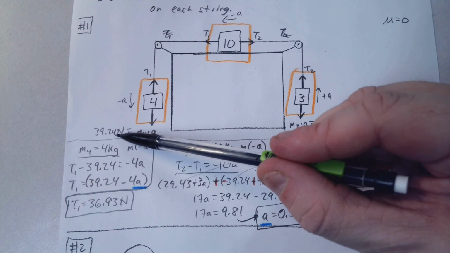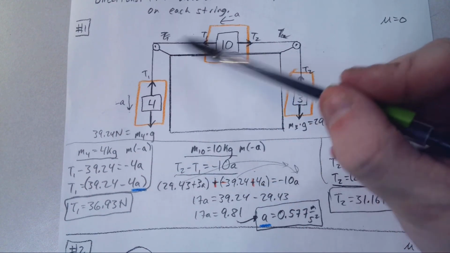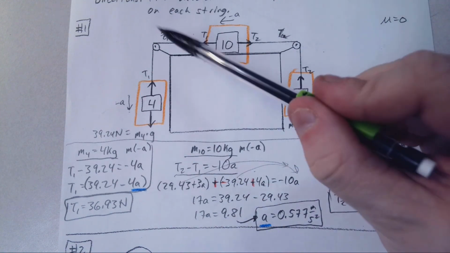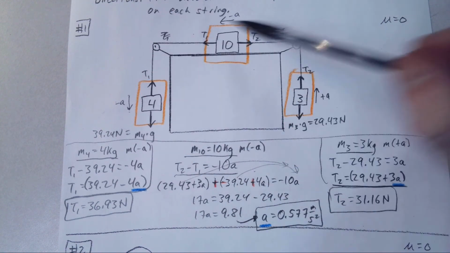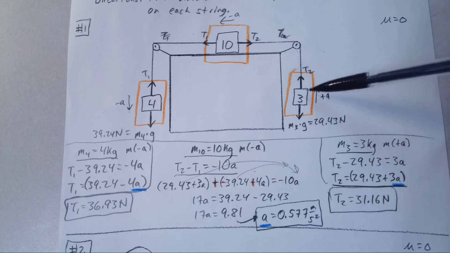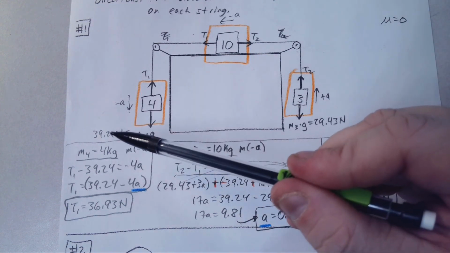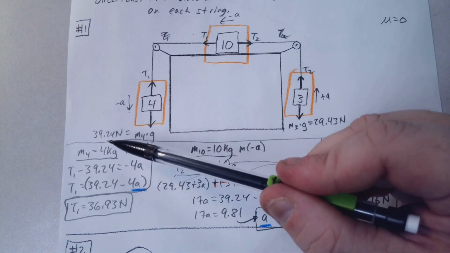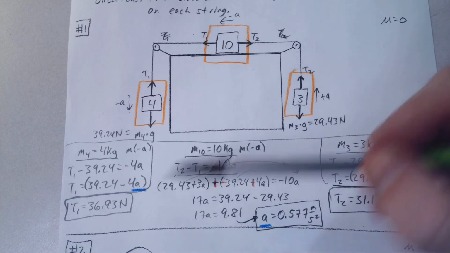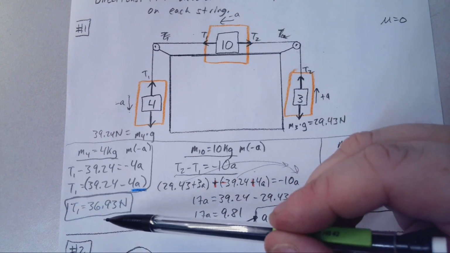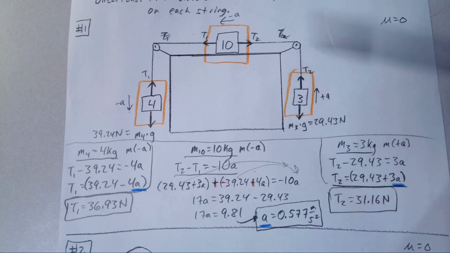This has to be the most force, followed by this force. So this has to hold up all of these. This only has to basically accelerate these. This has to accelerate this. So this one in the front is the most, 39.24. Tension 1 should be the second most, and it is 36.93. T2 should be the third most, and it is 31.16. And then the last one is 29.43.